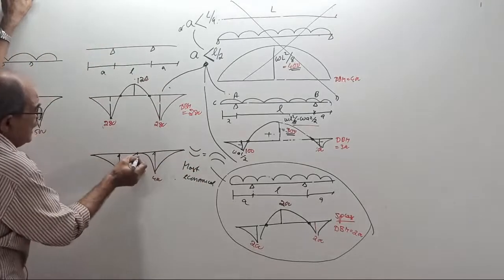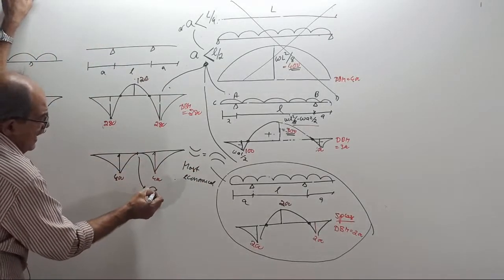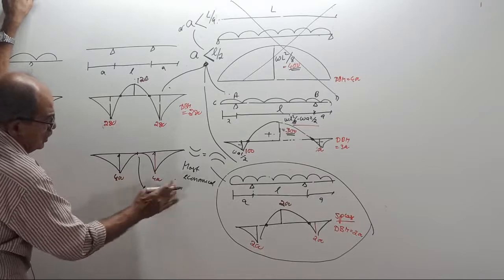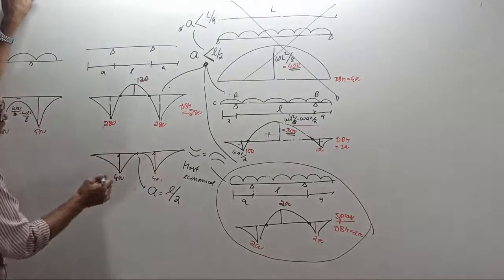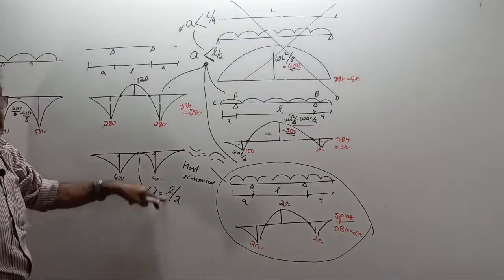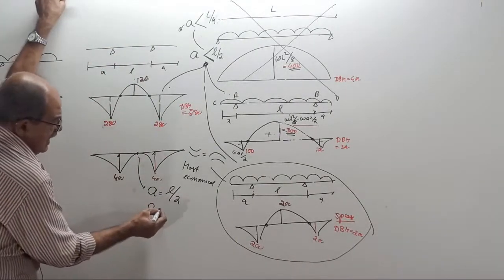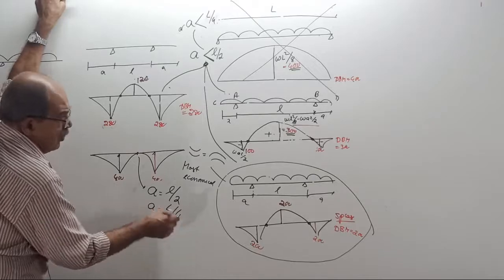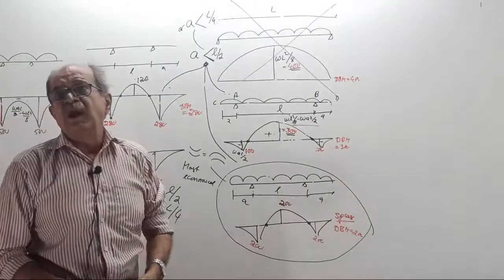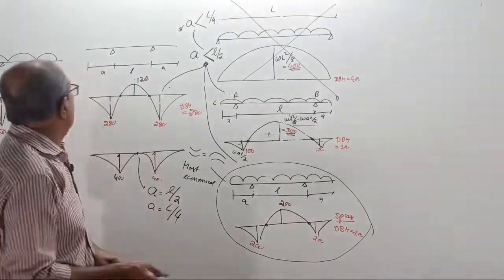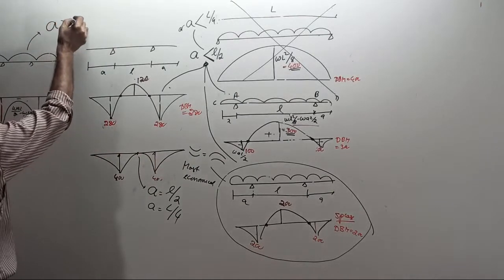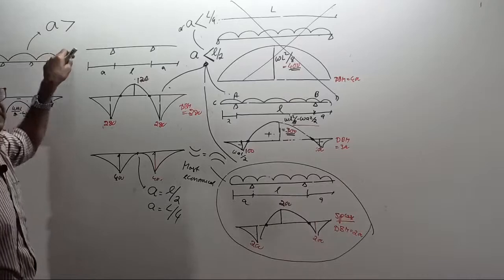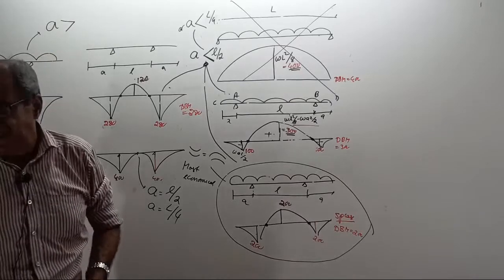For this unique case, you know that A is exactly equal to L by 2. Remember, for this unique case, for zero BM here, A should be L by 2, or you can say A equals capital L by 4, full 1/4. Okay. Now for this case, tell the answer, your A should be more than what?